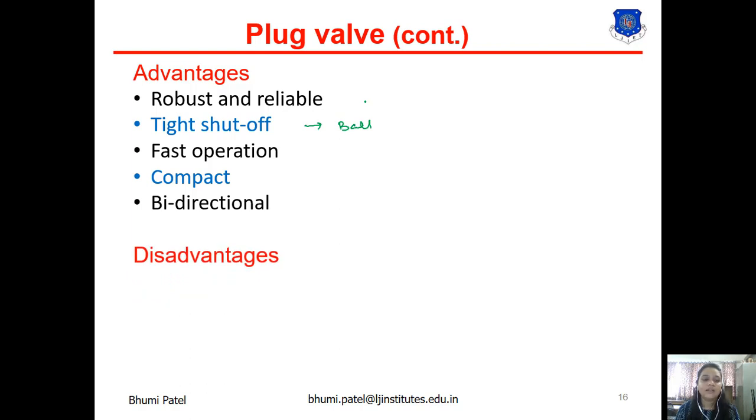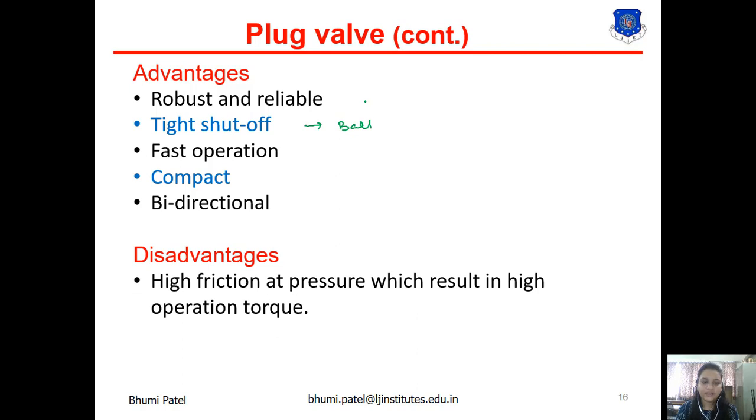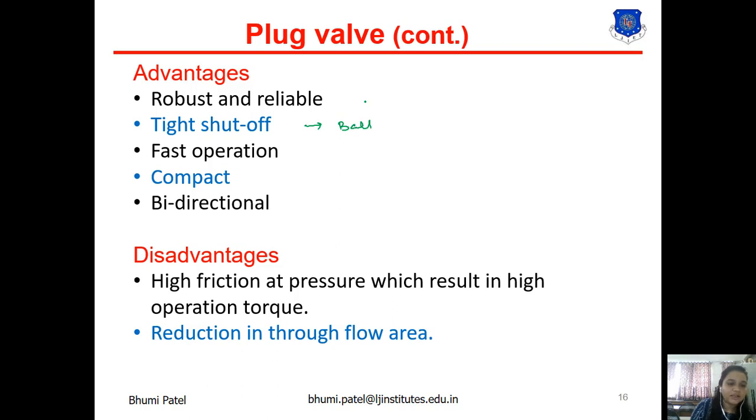Now the disadvantage of the plug valve is that it has high friction at pressure, which results in high operation torque. The plug valve requires high operation torque and has a reduction in through flow area. Another disadvantage of the plug valve is the reduced flow area. So these are the different types of quarter turn control valve.